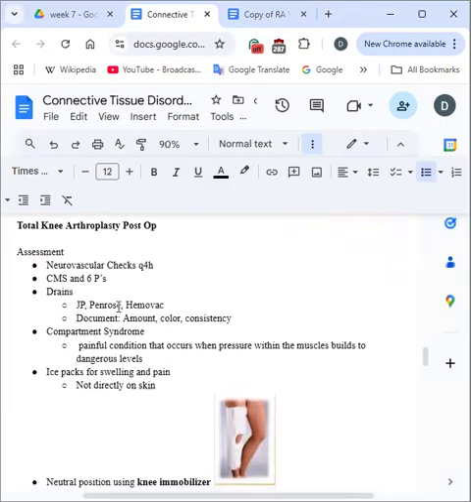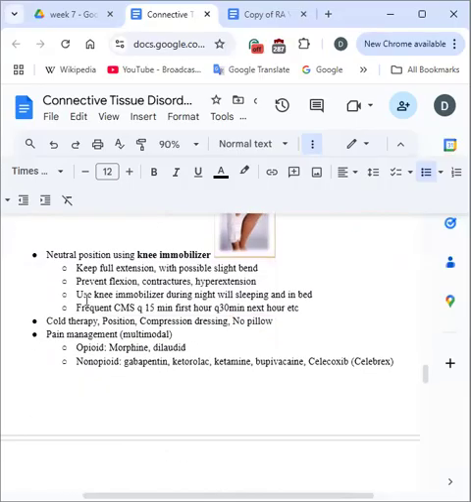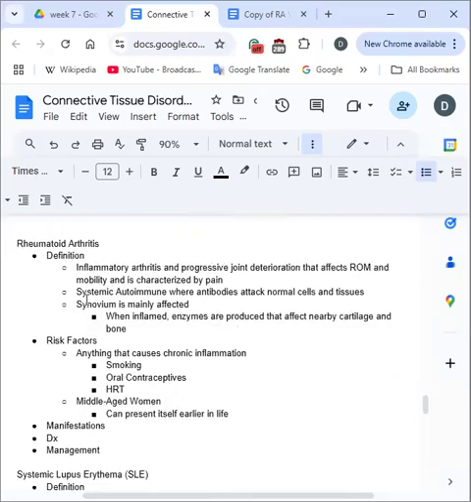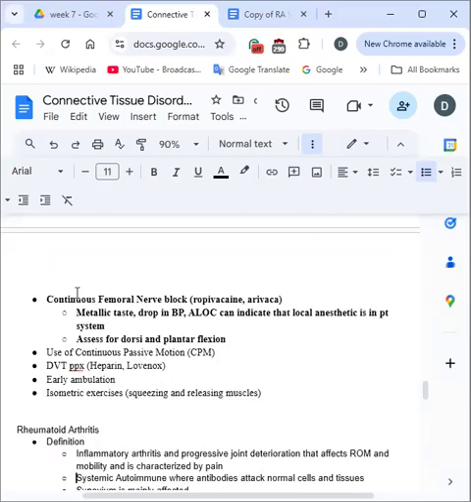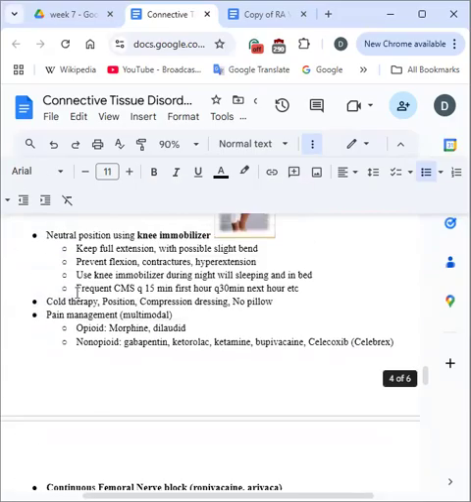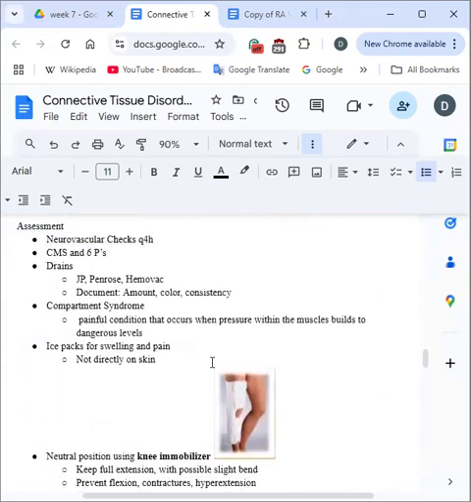And then here just general post-op. Again, we talked about the neurovascular check, CMS, and the six P's. I believe I wrote down the six P's in here somewhere for those that need a refresher. If not, I'll just write them down now because I didn't do that over here. So the six P's.